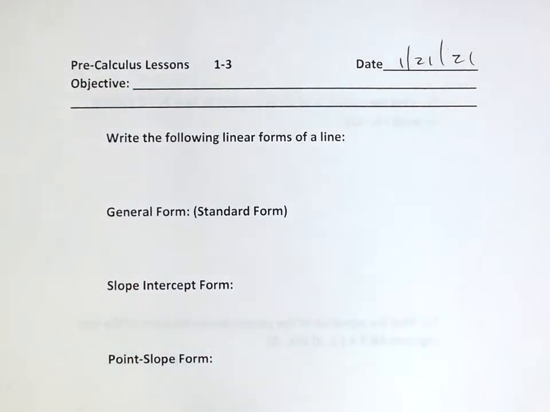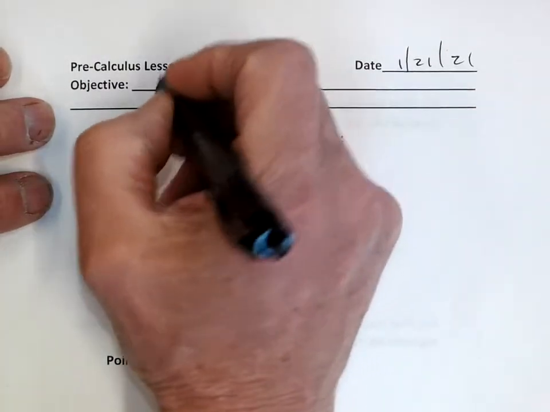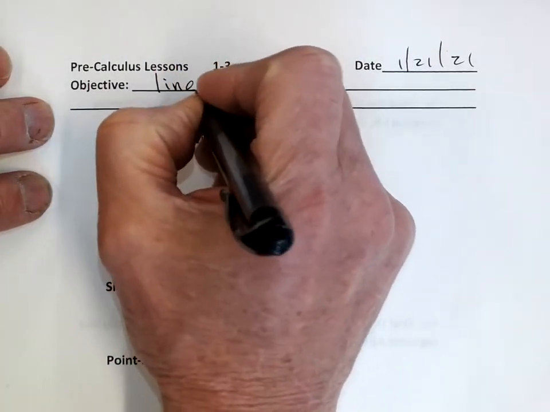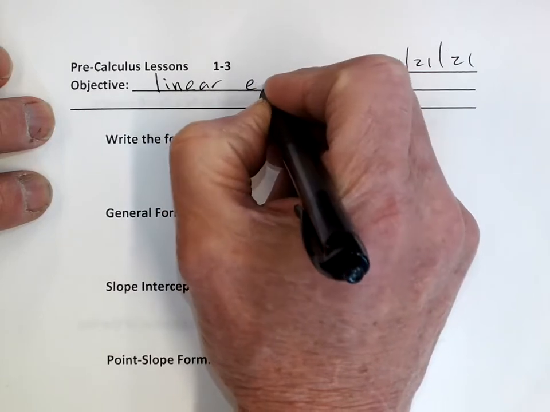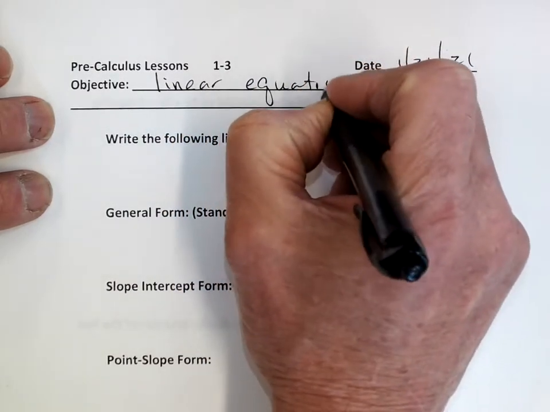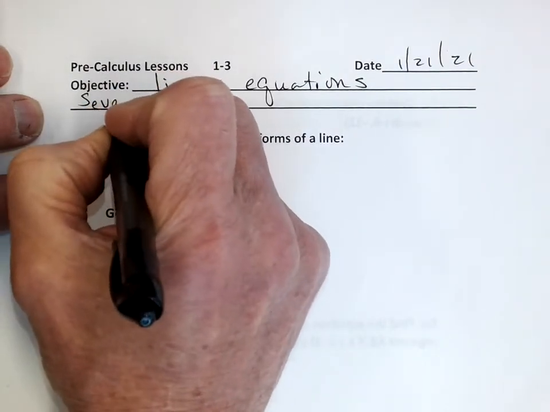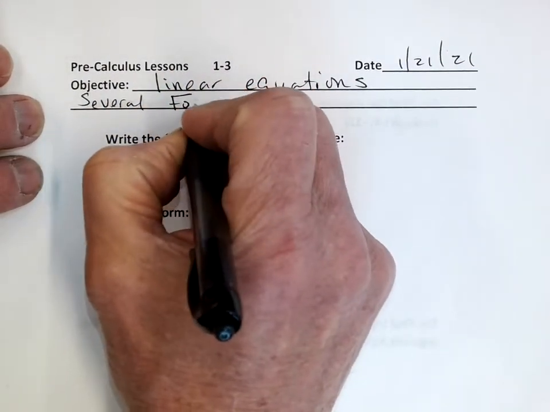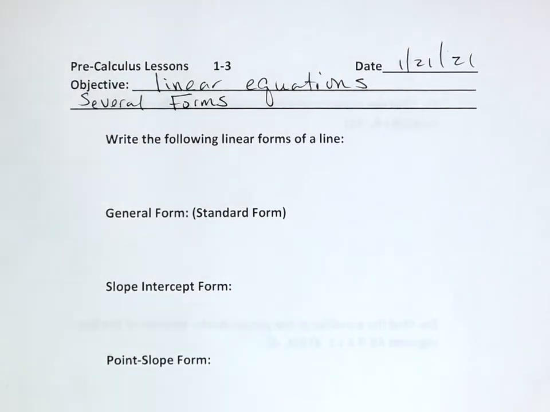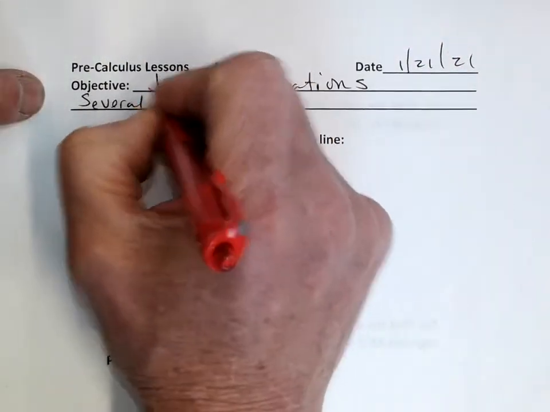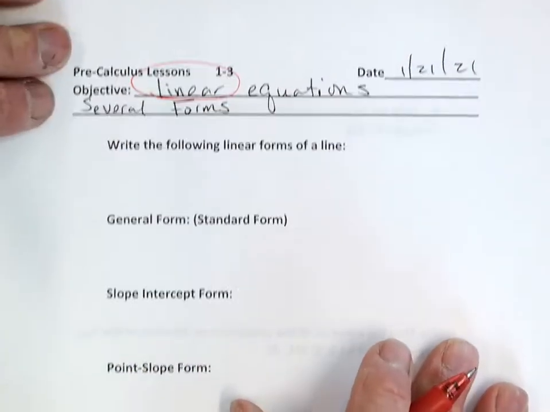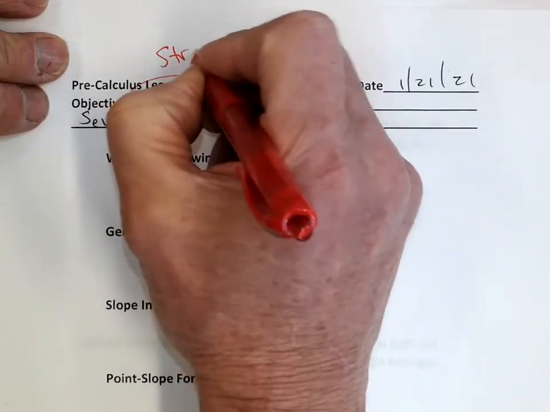So today's objective is we're really going to be talking about linear equations. And there's several forms. So linear in math really means straight. It's got to be a straight line.